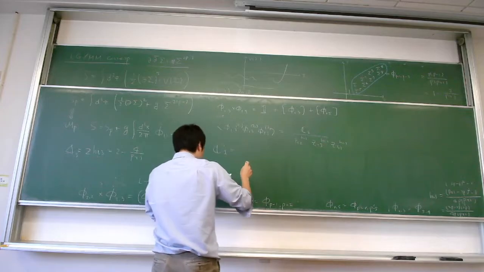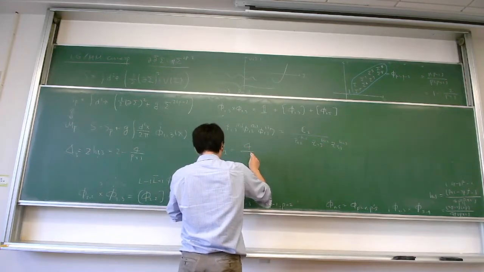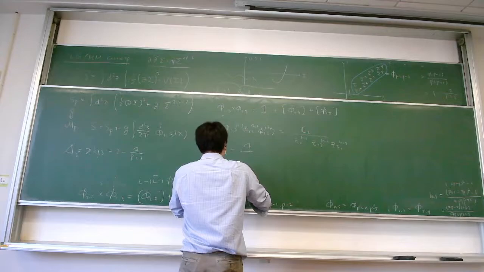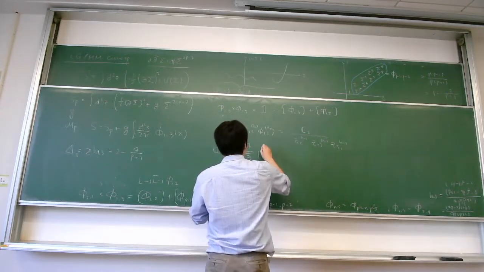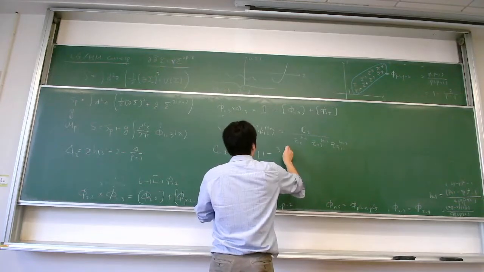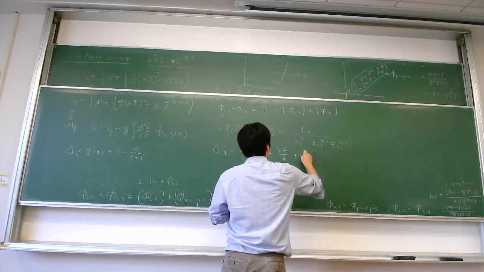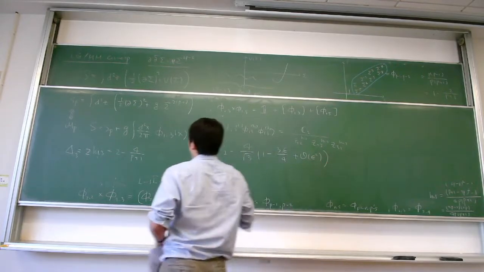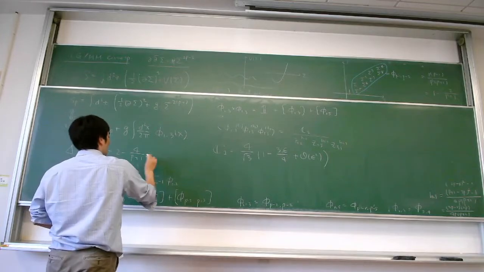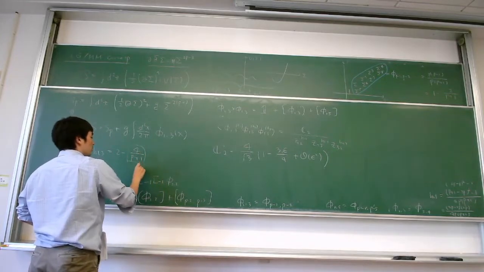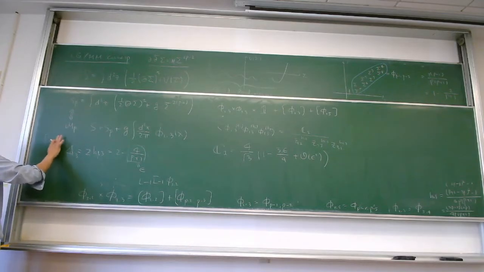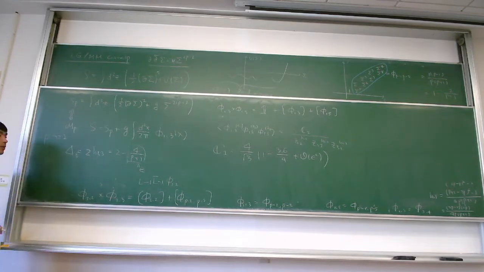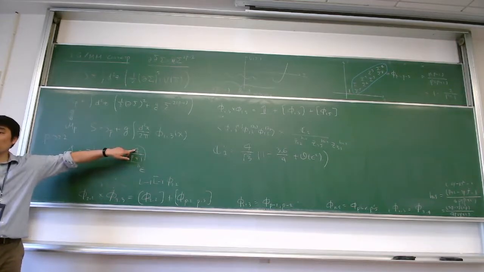C1 takes the following form: 4 over square root 3, and then 1 minus 3 epsilon over 4 plus order epsilon squared. Where epsilon is, I just take this one as epsilon. So this guy I call epsilon. So namely, I take the limit where p is a very big integer, and we assume this guy is very small. 4 over p plus 1 is very small.